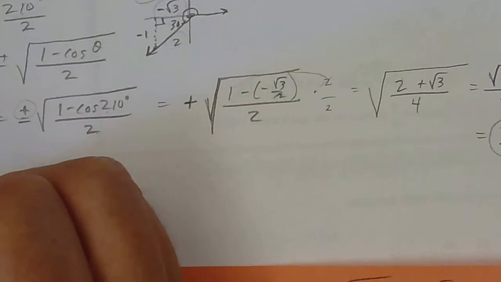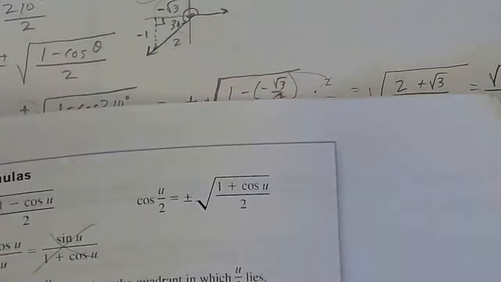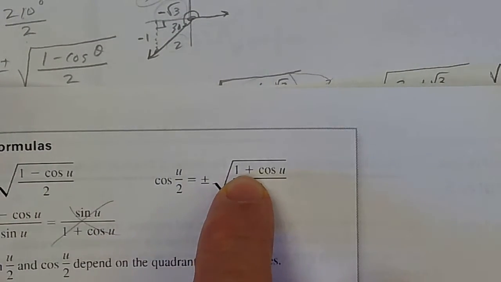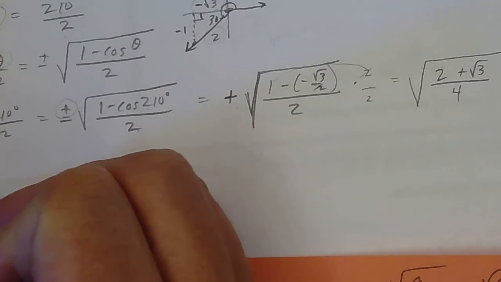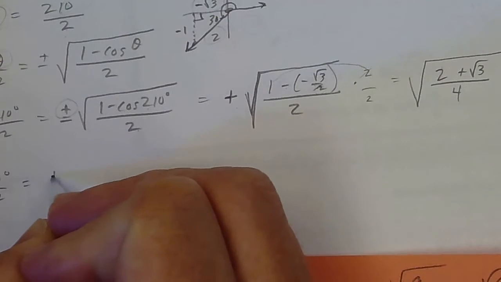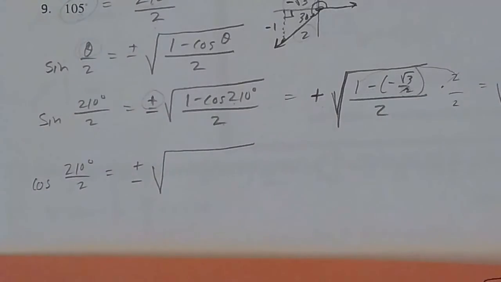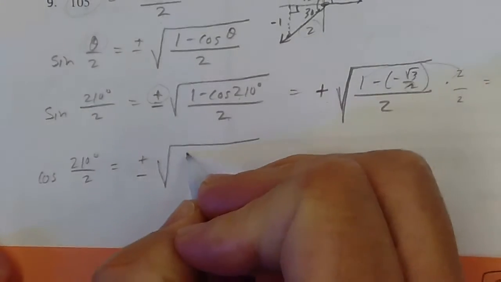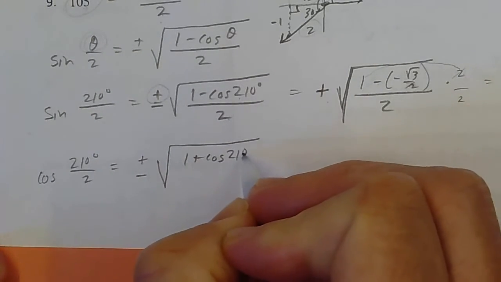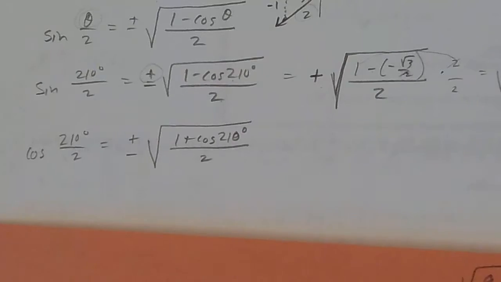Let's see if you can try the cosine. The cosine is not much different. Look at it. Instead of a minus, there's just a plus. So the formula is very similar. So you go ahead and get this going and see if you can finish it. Cosine of 210 degrees over 2 equals, you got to make a decision on the sign. And it says now it's going to be 1 plus cosine of that angle. So 1 plus cosine 210 over 2. Okay, shouldn't take long since a lot of the work's there. Just small differences. Give it a shot.